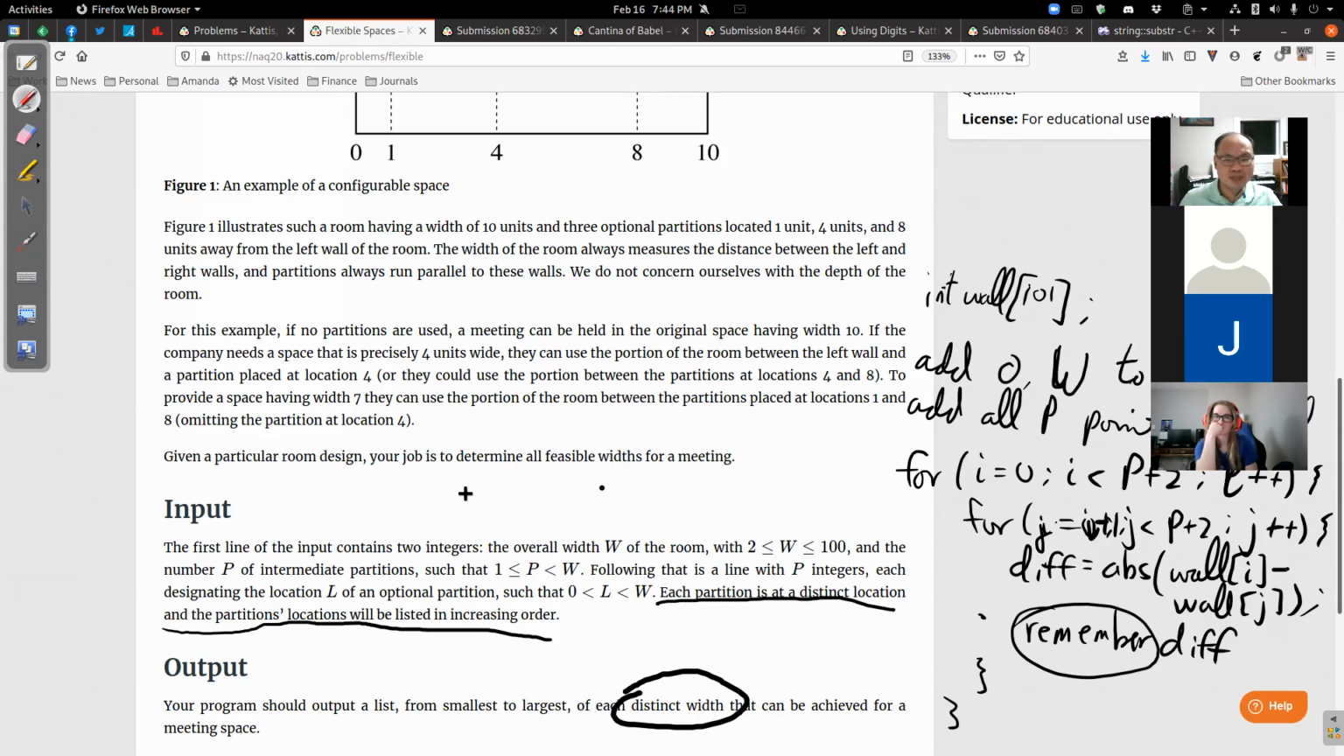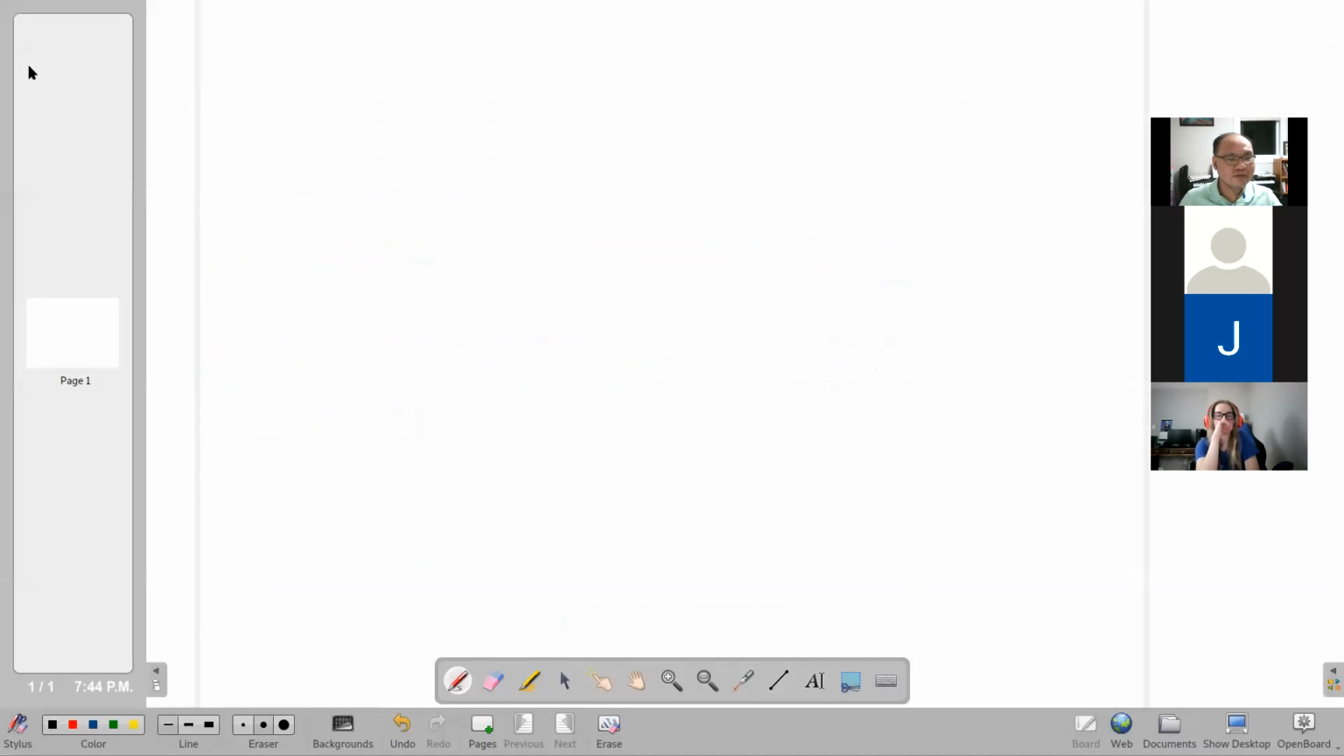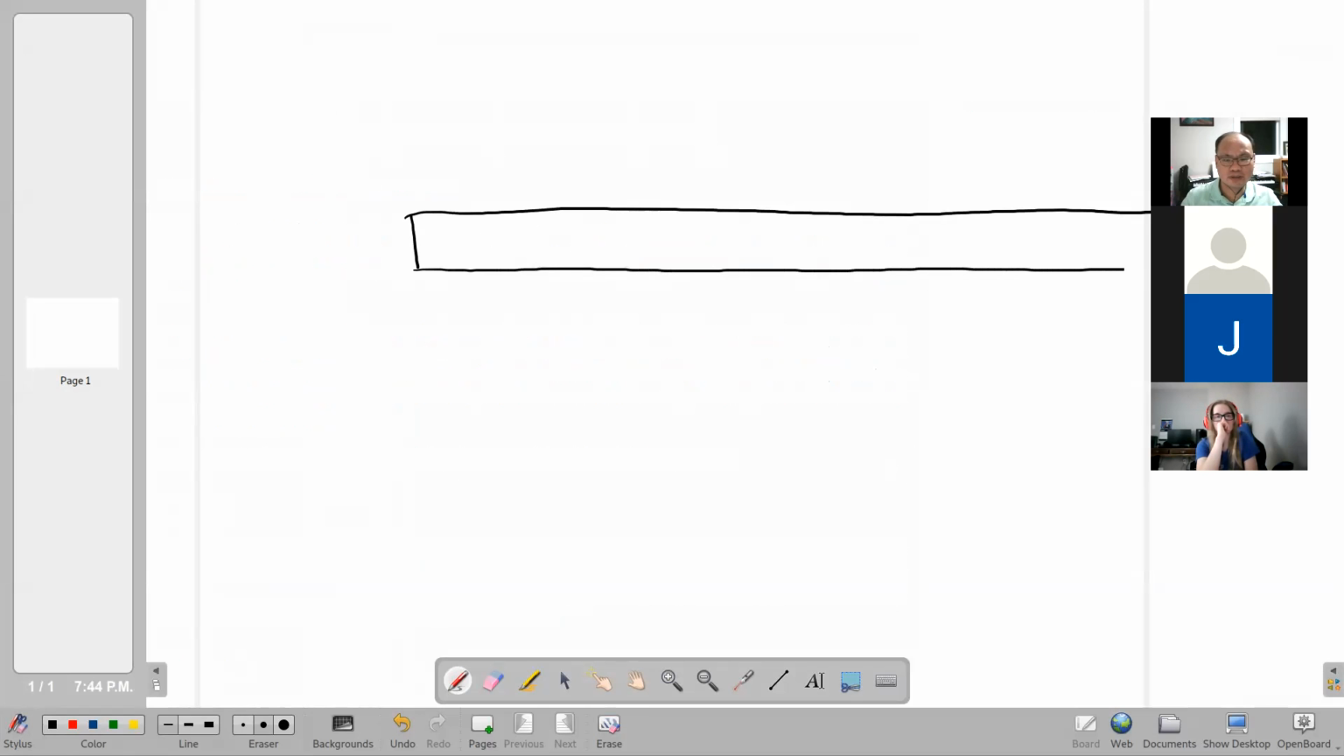Okay, so for example, let me see if I can construct this. Let's just make it really big. If this is 1 and 0, then of course you can do 1. And now if you put it at 2, no, sorry, I want this to be 2. Then I think you can do 2 and 3, of course.